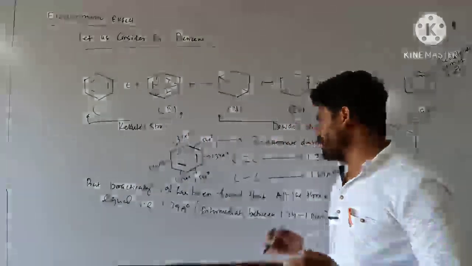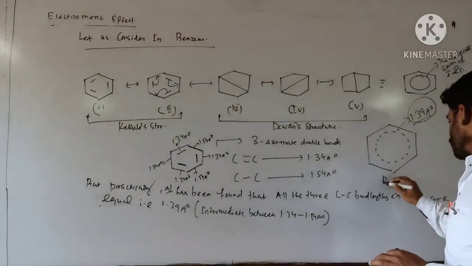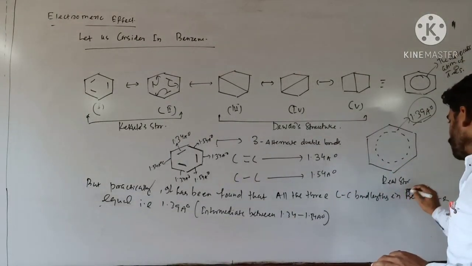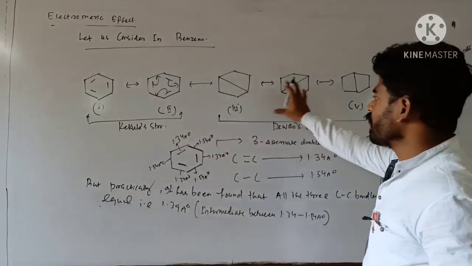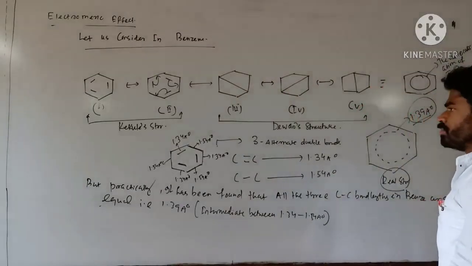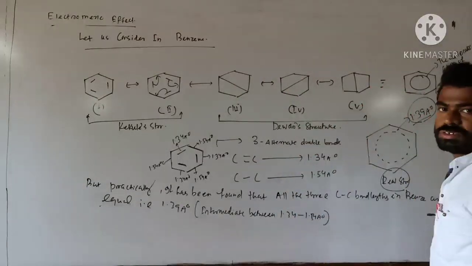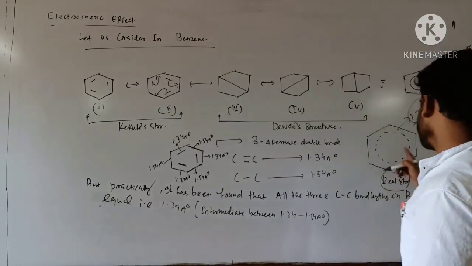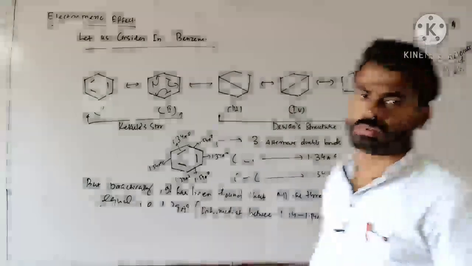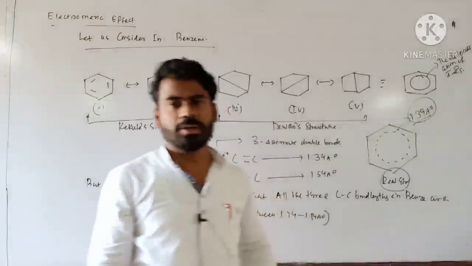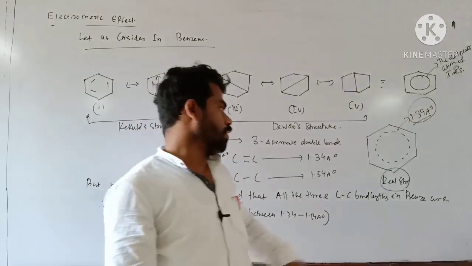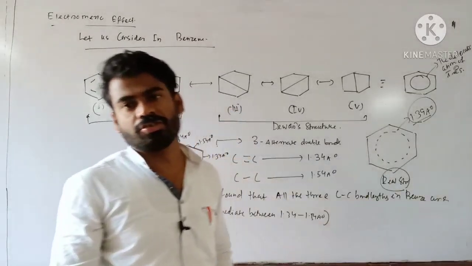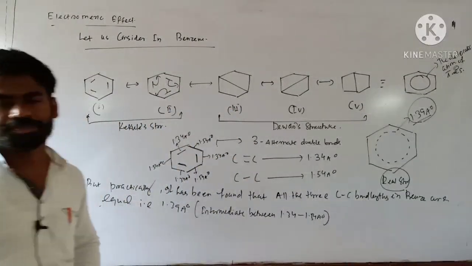And what about this one? This one is the real structure, which is obtained by the contribution of all the contributing structures. So this real structure is the stable structure. This one is more stable than any of its canonical forms. That means with respect to the original molecule, which one contributes mostly? This real structure mostly contributes. Clear?